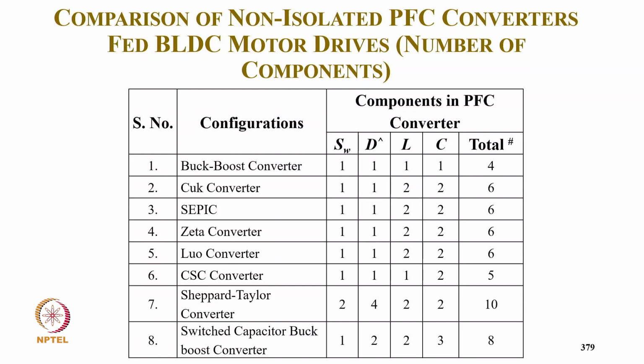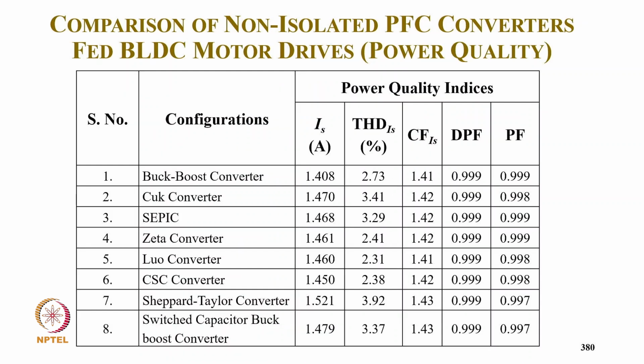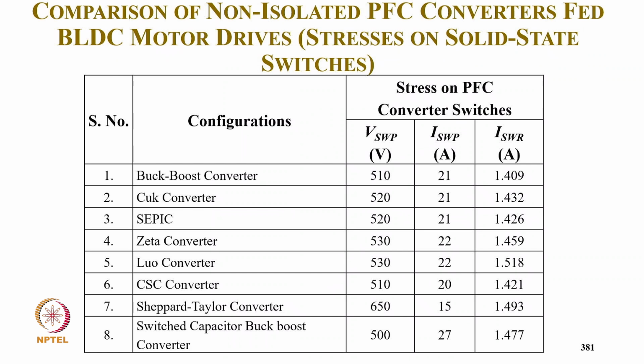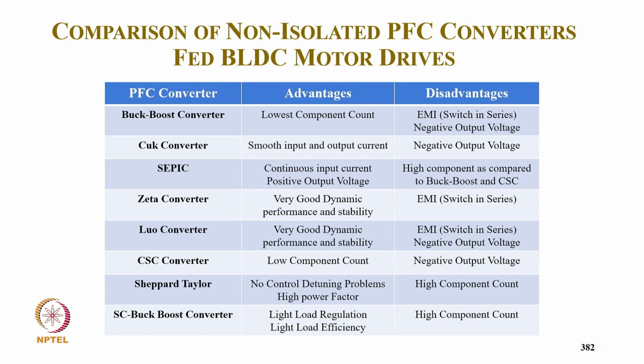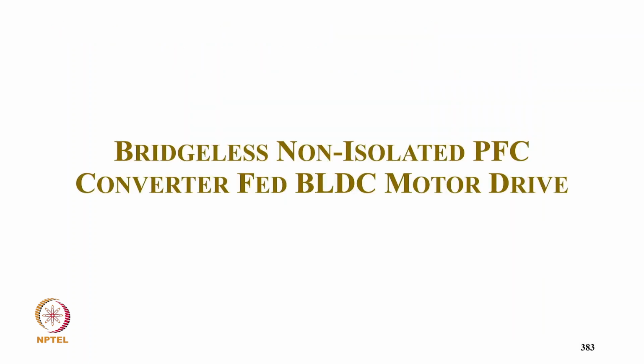Now this is a comparison of non-isolated PFC converters: typically how many switches are there and all that, but we really use a converter. And then typically the performance comparison. So almost all have power factor correction with quite low THD. And then the stresses on the switches, I mean that also does not go more than 650 volt. And these are typically the comparison of advantages and disadvantages of all these 8 converters.